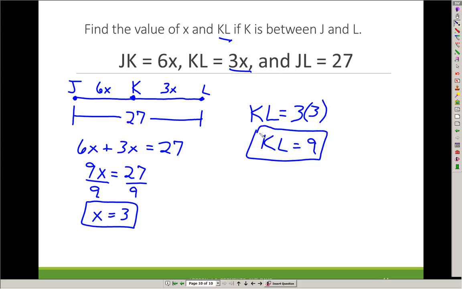So if it's not drawn, draw it. And draw it based on the way it's being described. K is between J and L, so put K between J and L. Label the parts with their measures. Part plus part equals whole thing. That's your equation, and solve. Don't just find x, because sometimes it asks for something else. If you find x and then stop, you're not done, because it also wants the measure of segment KL. So make sure you fully answer the question.